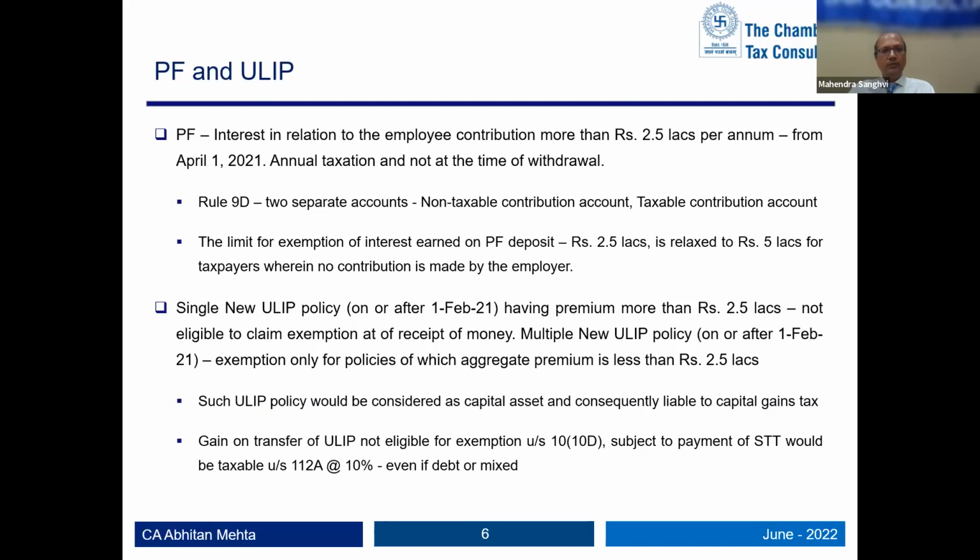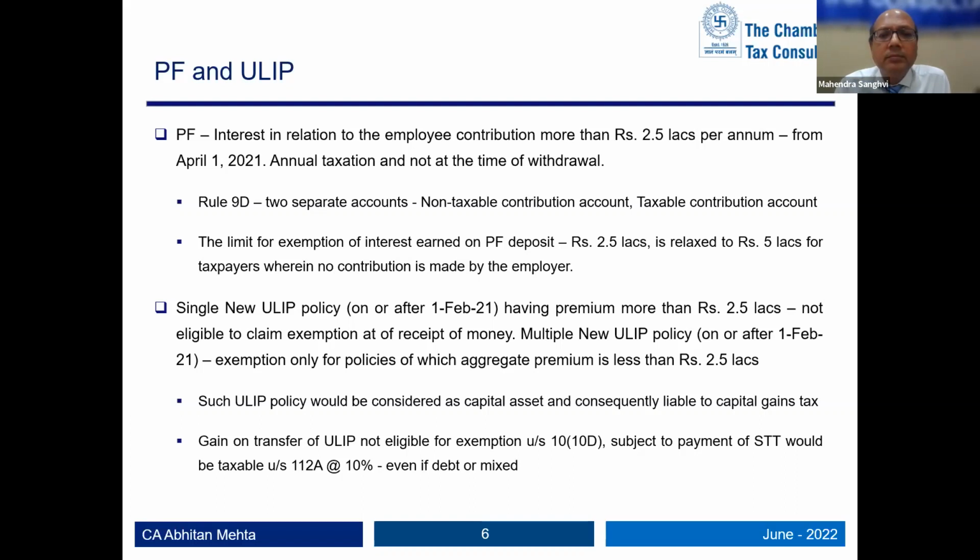They have amended Rule 9D to provide that the PF department will now have two separate accounts. One is a non-taxable account. Whatever your contribution is till date, luckily they are not touching that. So if in earlier years you have contributed more than 5 lakh, that is safeguarded and is part of the non-taxable account. But whatever you contribute from 1st April 21, if it is more than 5 lakh rupees, the additional amount would be part of a taxable account, and interest accruing on that taxable account has to be offered to tax year on year.